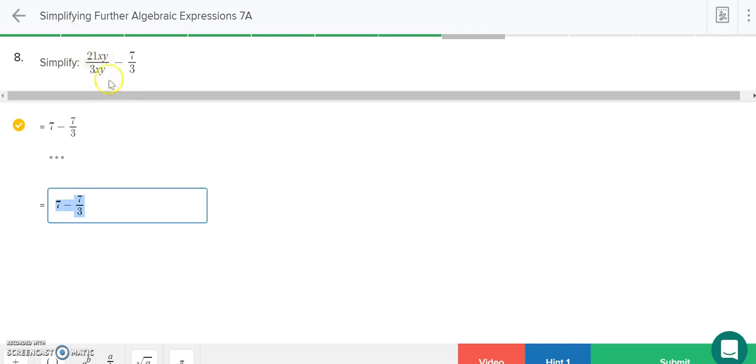Okay, because just going through that again, numbers divide by numbers, 21 on 3 is 7. And xy divided by itself is 1. So now I want to do 7 take away 7 thirds.